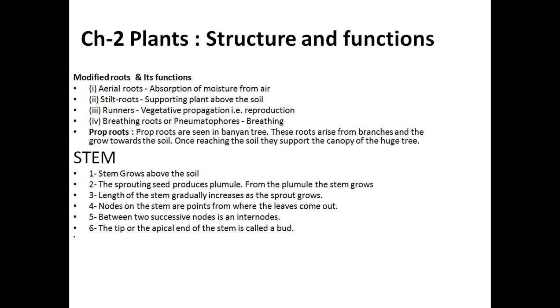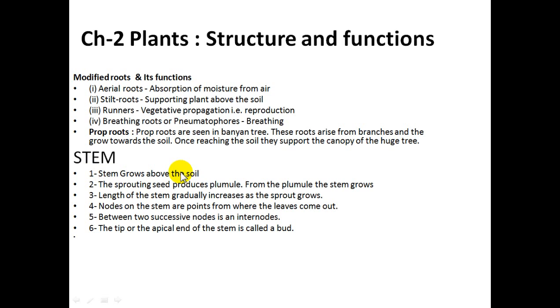Prop roots are seen in banyan tree, and these roots arise from the branches and they grow towards the soil. Once reaching the soil, they support the canopy of the huge trees. So this stilt root is a very small root which comes out of the plant to give support to the plant. But you can see a large form of stilt root, that is called prop root. Prop root is also found in banyan tree, which helps the banyan tree to be very erect in the soil.